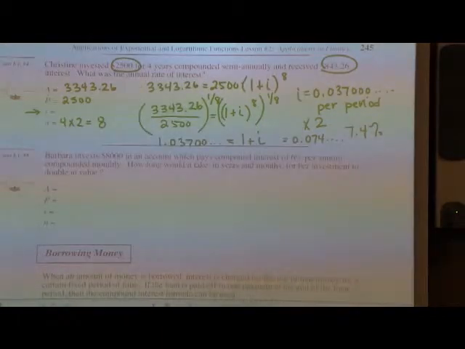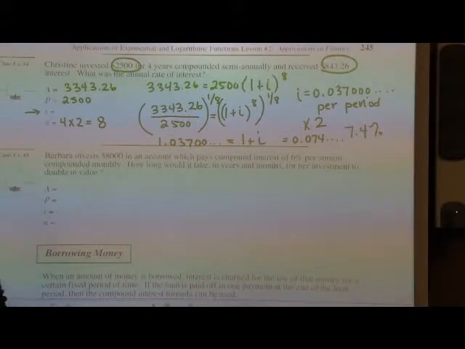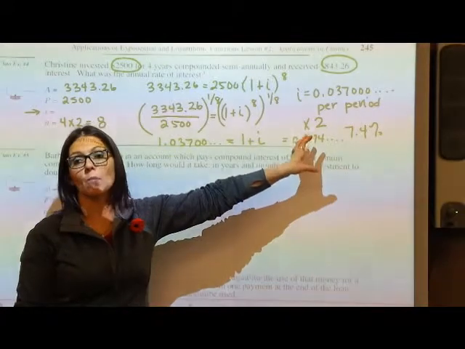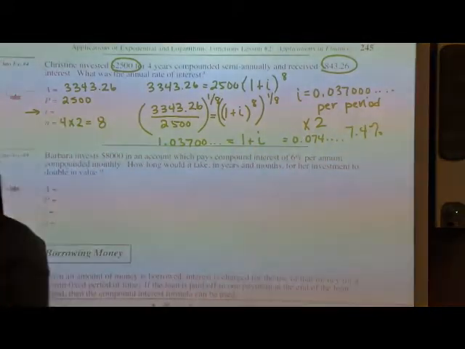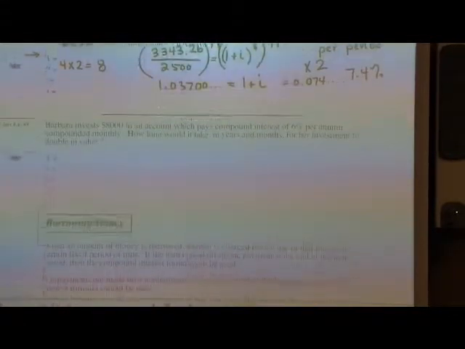Okay, so remember, i and n refer to per period. n is the number of compounding periods. i is the interest rate per compounding period. So if the interest is compounded monthly, i is going to be the interest rate per month. So when I want the annual interest rate, I multiply it by 12. Okay? So if we look at class example number 5.